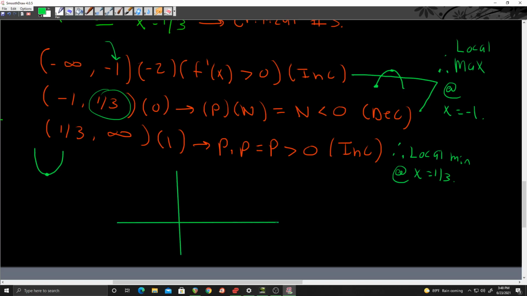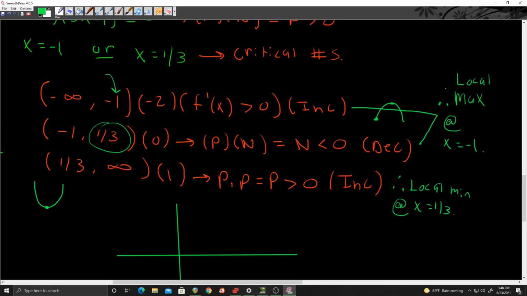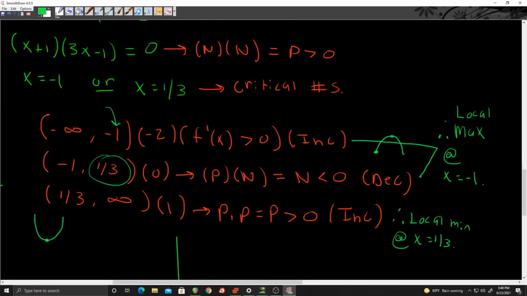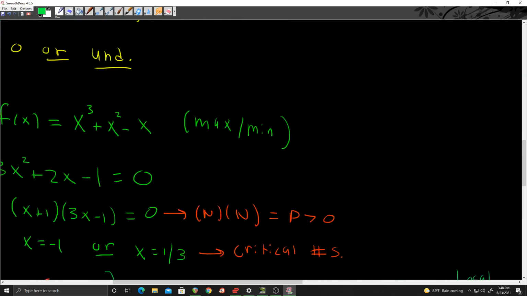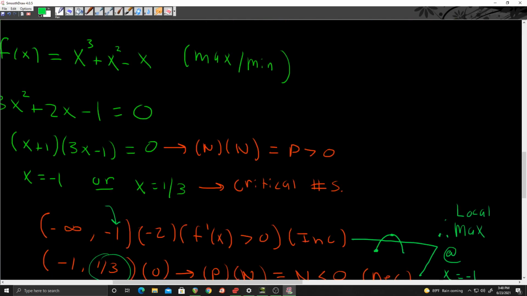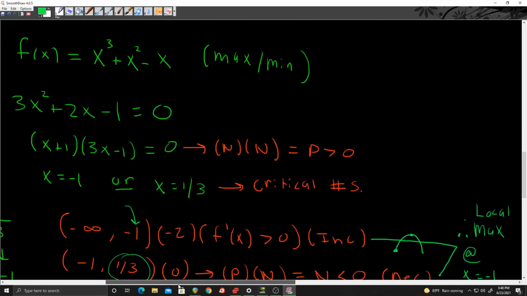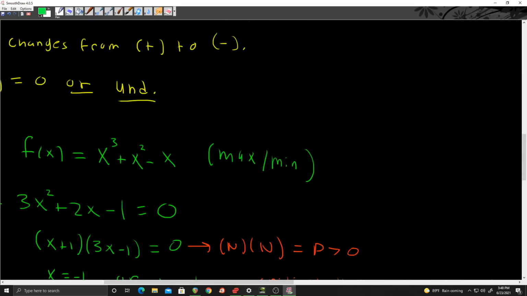Just by using this information, we can get a fairly accurate graph of this function. I guess the only thing that we don't know is the y values of the extrema. So let's calculate that, and then we'll make a quick little graph here. We need -1 and we need 1/3. I'm trying to find the y value of the extrema now.